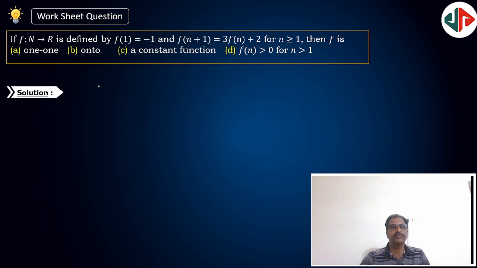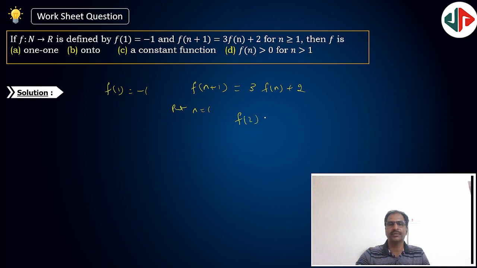Next, f is mapping from N to R. f of 1 is given as minus 1. And f of n plus 1 is 3 times f of n plus 2 for all n greater than or equal to 1. Now put n equal to 1 in this. f of 2 is equal to 3 into f of 1 plus 2. f of 1 is already minus 1. So minus 3 plus 2, minus 1.